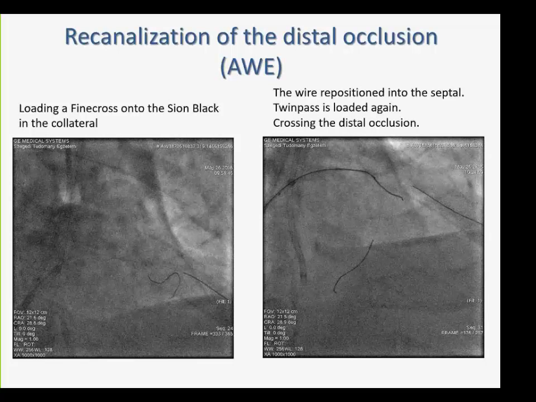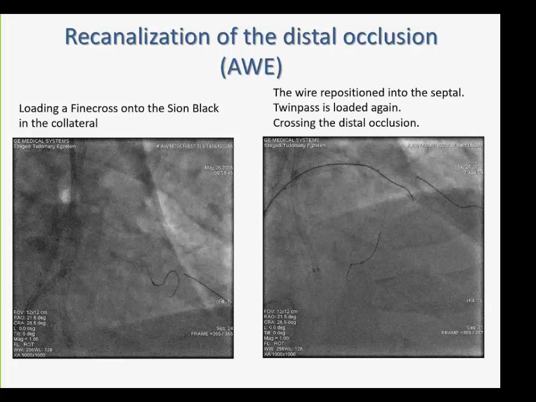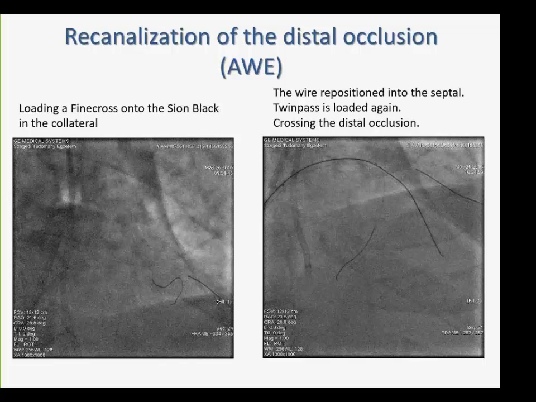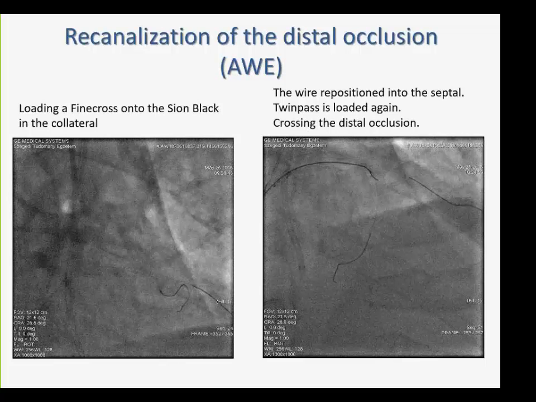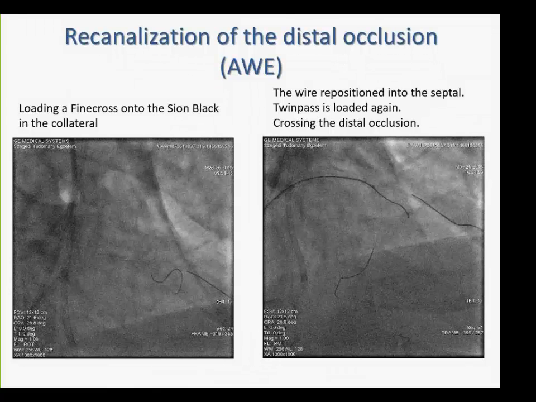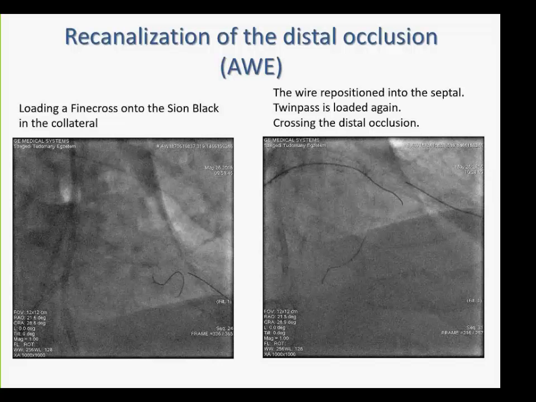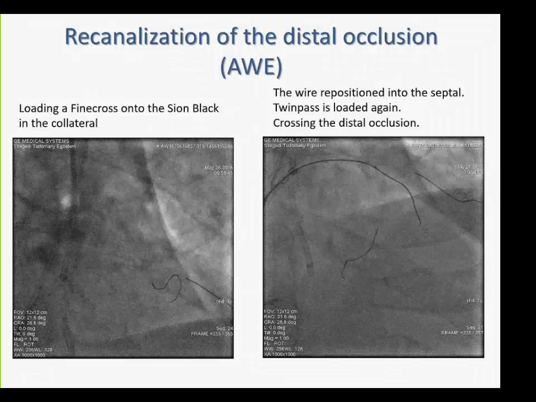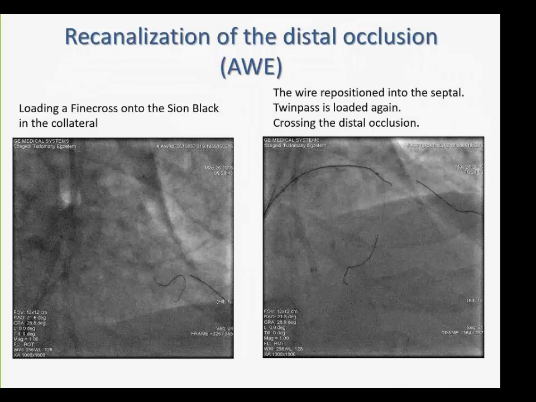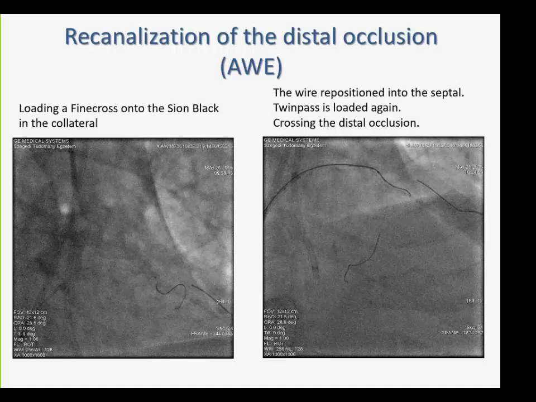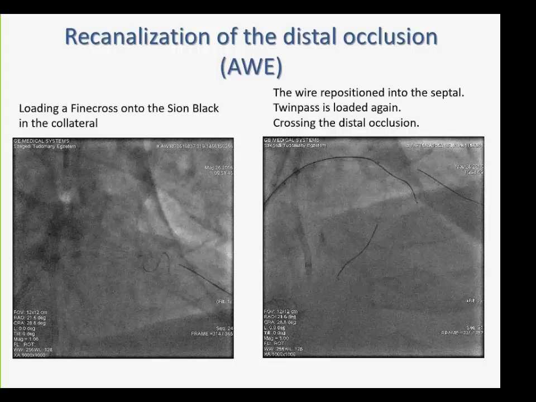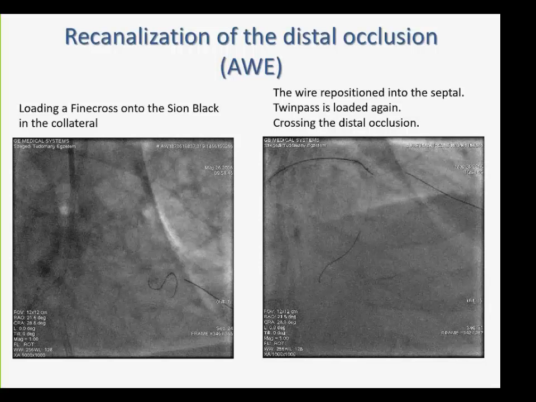After that, we removed again the Fine-Cross and reloaded the Twin-Pass on the Pilot. So now the distal port of the over-the-wire lumen of the Twin-Pass was already in the short island of the LAD, and as it looks on the right angio, with an Ultimate 3 wire, it was easy to cross the distal occlusion and to get into the runoff of the LAD.